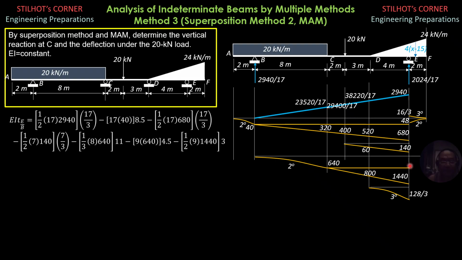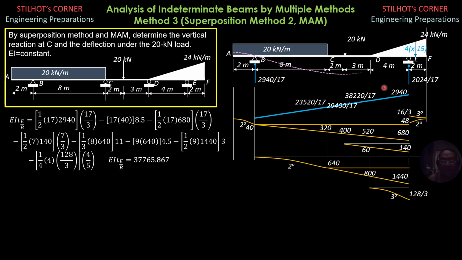Moment arm 4.5. Then the moment of this loading, 1 half of 9 times 1440 times 1 third of 9, 3. And finally, minus 1/4 of 4 times 128 over 3 times 4 over 5 moment arm. So evaluating deviation of E relative to B, or EI deviation of E relative to B, that's 37765.867. Next, we can compute theta B.